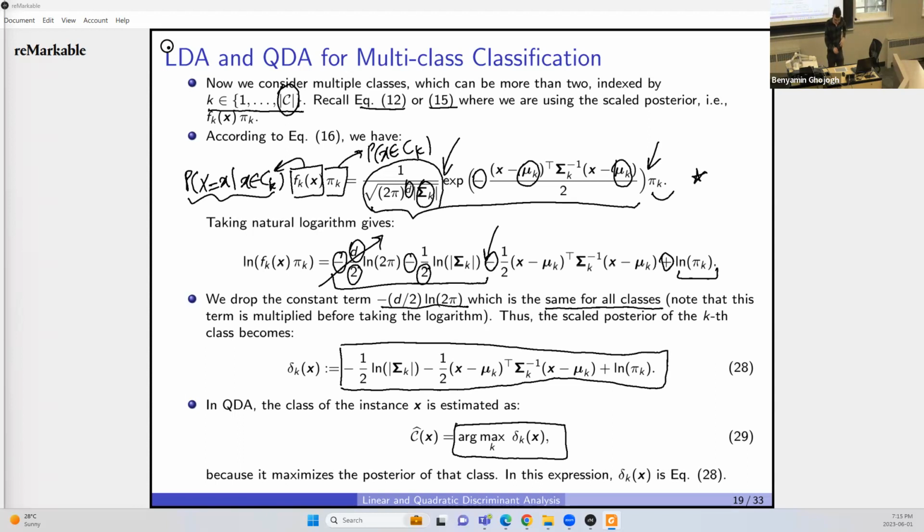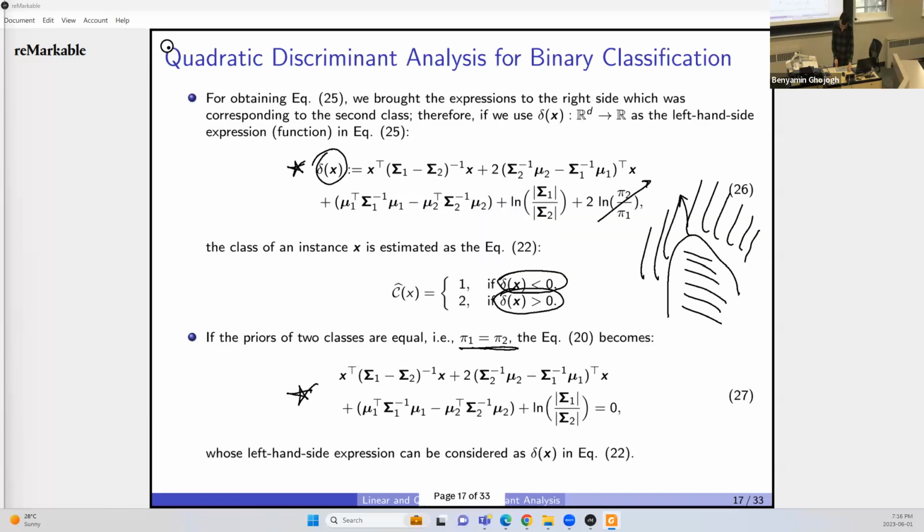Why am I doing this? What's the philosophy behind this maximization? Can you tell them? Guys, notice here that f_k(x) pi_k is the posterior. What was the posterior? Do you remember? Let me go back again to equation 15 and take a careful look at how we found equation 15.